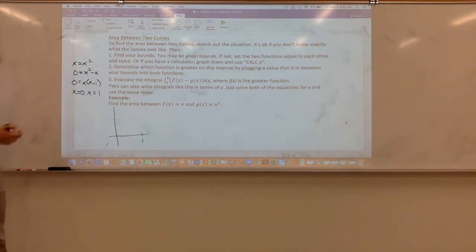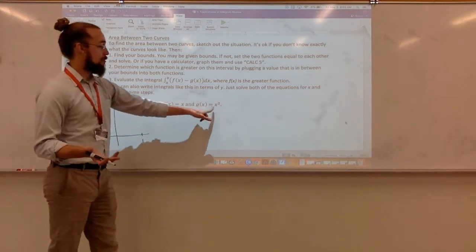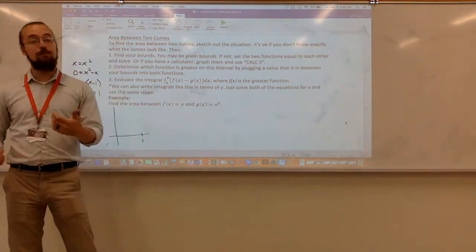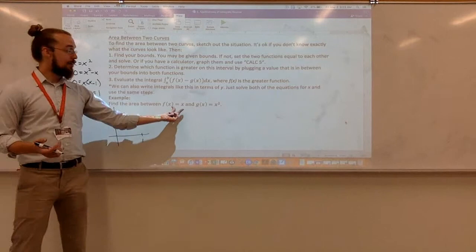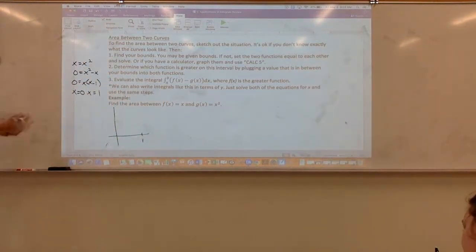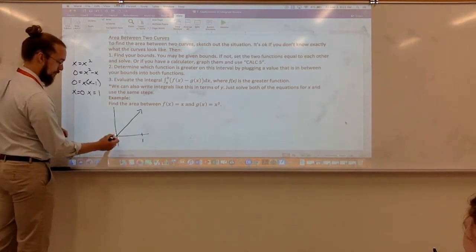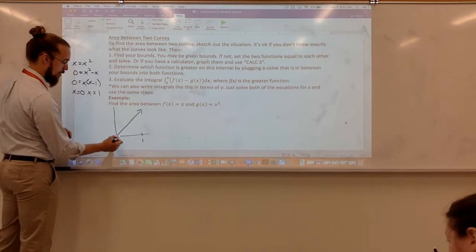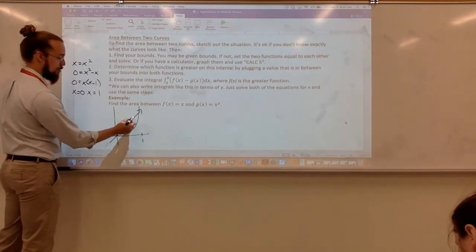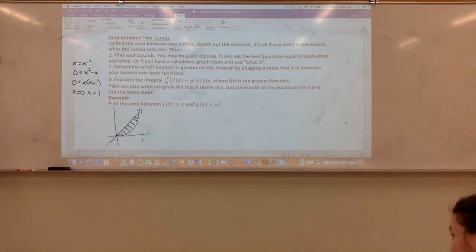Yeah, plug in a half. Plug in a value in between 0 and 1. So if I plug in a half here, I get a half. If I plug in a half here, I get a fourth. So x is greater than x squared between 0 and 1. So what we have then is something that looks like this. So we're finding the area of this region.